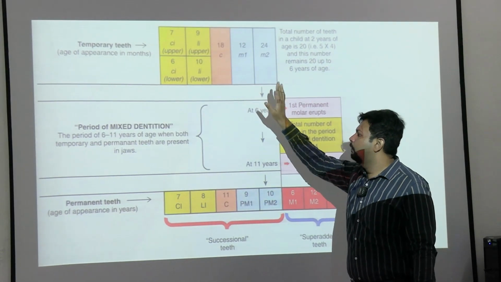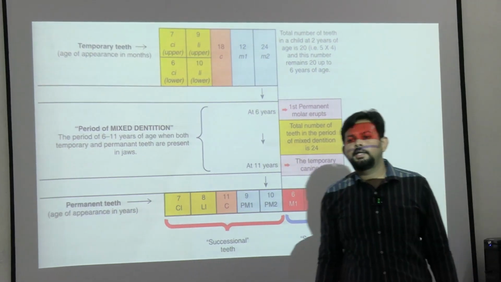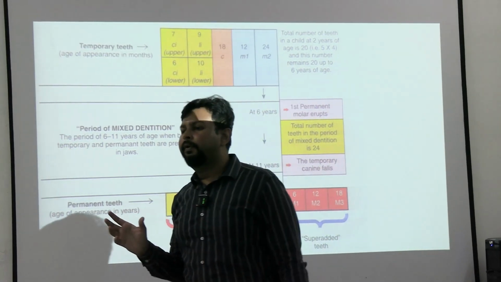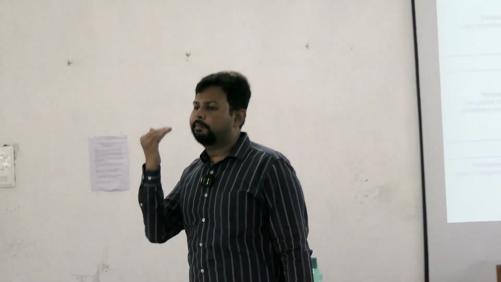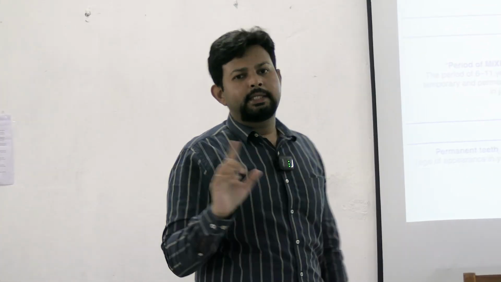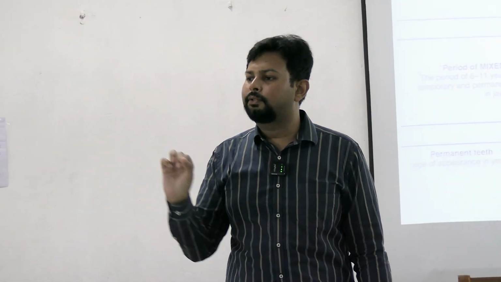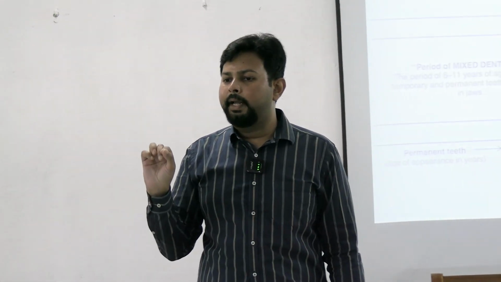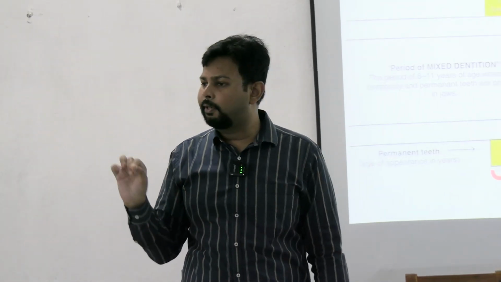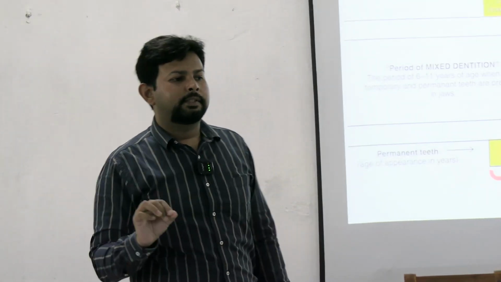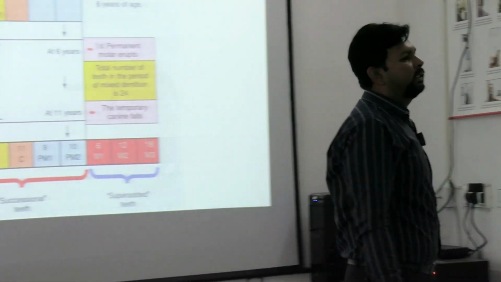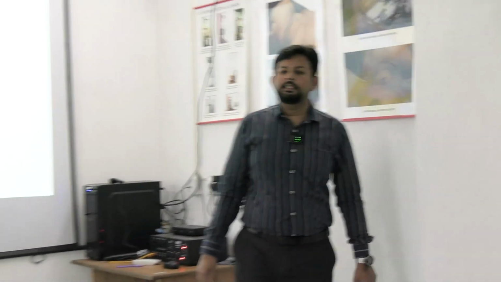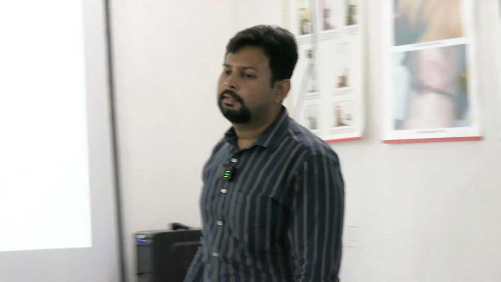Now coming to mixed dentition. Mixed dentition is the period in which the milk teeth fall and the permanent teeth erupt also. It is about 6 to 11 years of age. 6 years to 11 years is the age of mixed dentition. Very important. Note it down. Examiner will ask you what is the period of mixed dentition. So you should state it is 6 to 11 years. Clear?